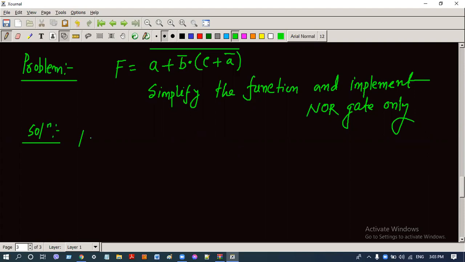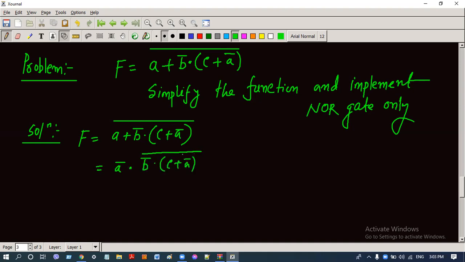Here given function f is equals to (a plus b complement) dot (c plus a complement) whole complement. Now, in accordance with the De Morgan's first theorem, a complement plus b complement whole complement dot (c plus a complement) whole complement. So at first we have to separate the plus sign. We have to modify the plus sign into dot sign in accordance with the De Morgan first theorem. So a complement dot b complement dot (c plus a complement) whole complement.